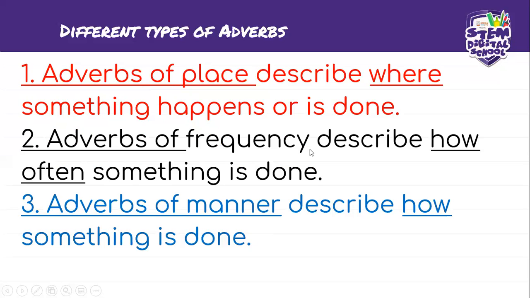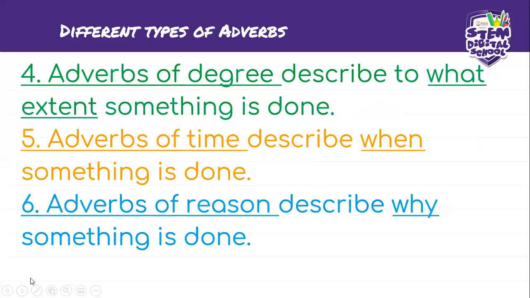Number one, the adverbs of place, they describe where something happens or where something is done. Adverbs of frequency describes how often something is done. The adverbs of manner describe how or the manner that something is done. Number four, adverbs of degree, they describe the extent something is done. The adverbs of time, they describe when something is done. You remember we did that yesterday. And the adverbs of reason, they describe the reason why something is done.